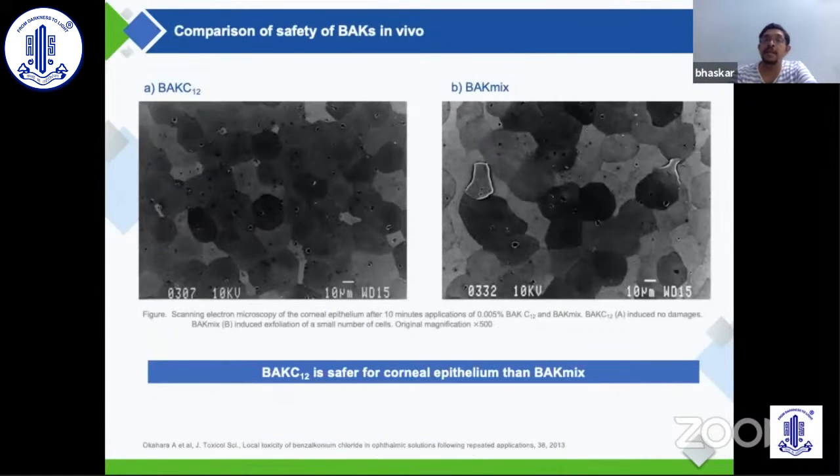Again, why is this? It is probably related to the version of BAC. If you have a BAC C12, the damage to the ocular surface by BAC C12 is much lesser as compared to a common BAC mix, which causes significantly more ocular surface damage, as seen by these scanning electron microscopic images 10 minutes after application of both the drops on a stem cell growth.